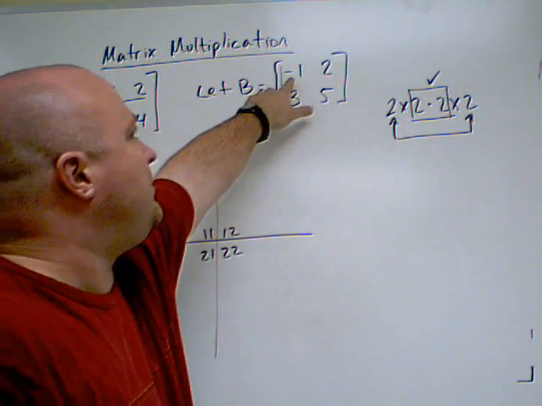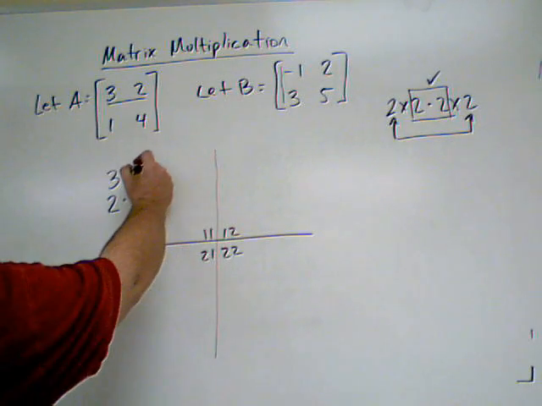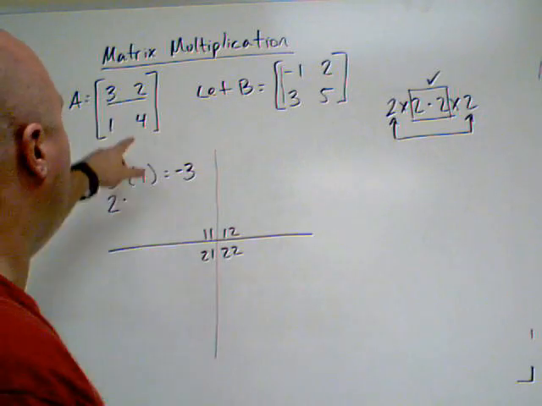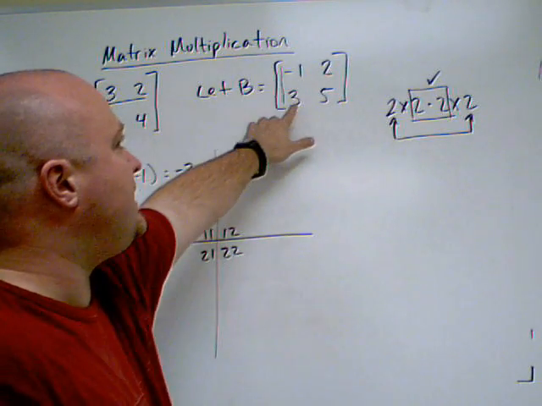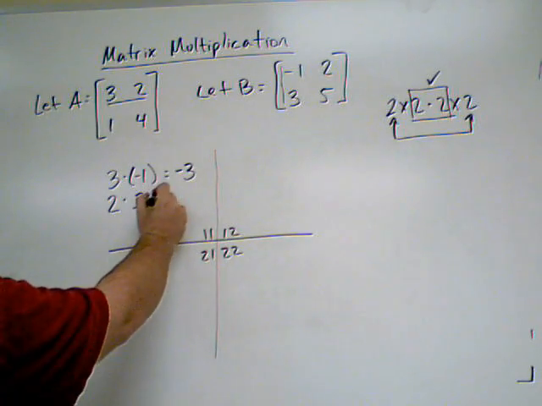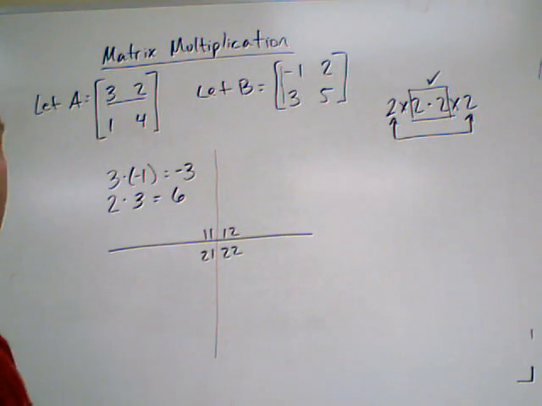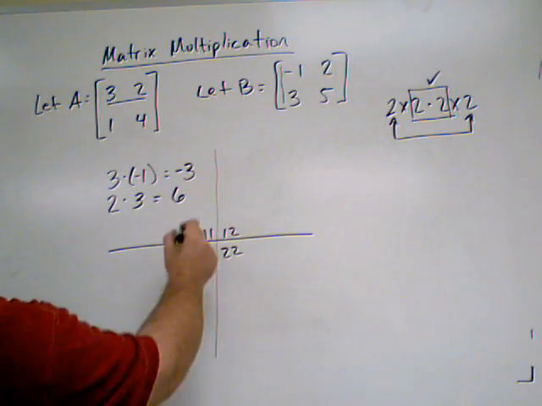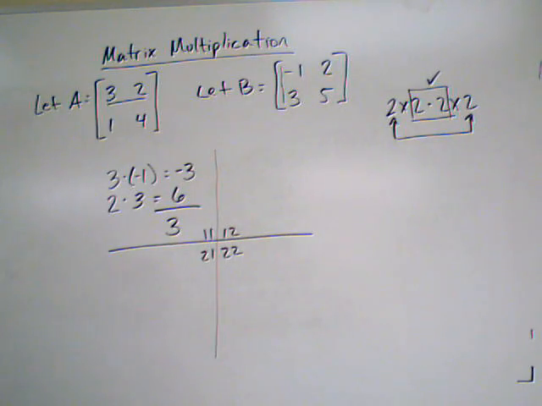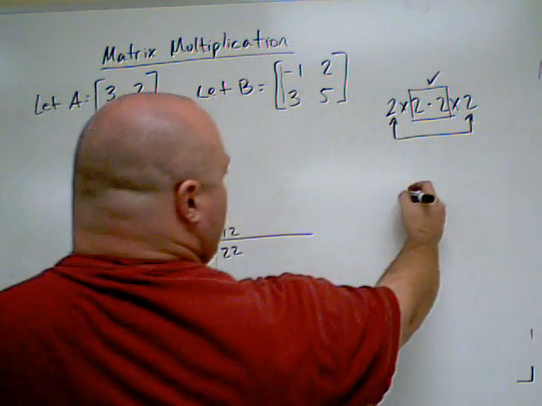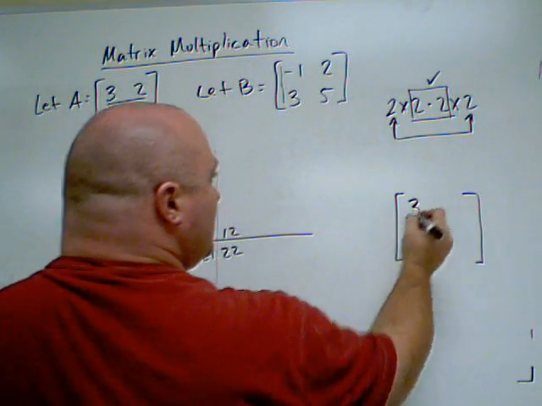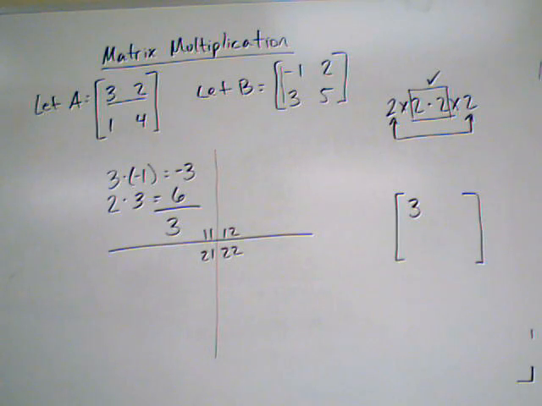So 3 will be multiplied by -1, giving us -3. 2 will be multiplied by the second term in our column, which is 3, giving us 6. So we have -3 and 6. Now we add them together: -3 and 6 gives us 3. So when we start creating our answer matrix, our first element is going to be 3.